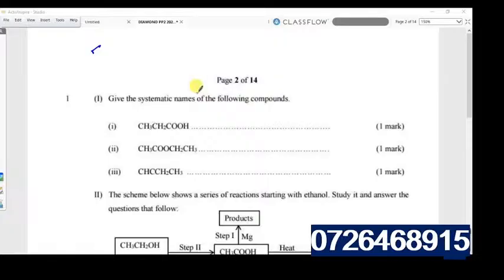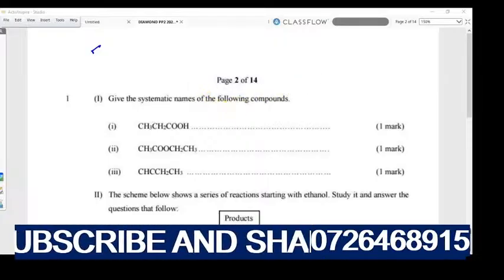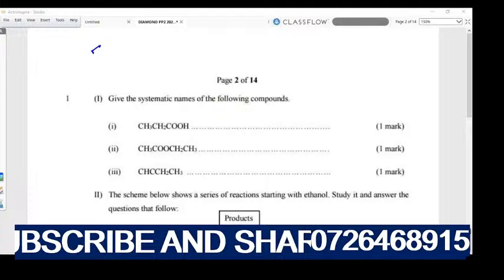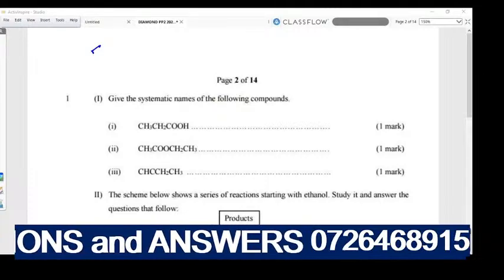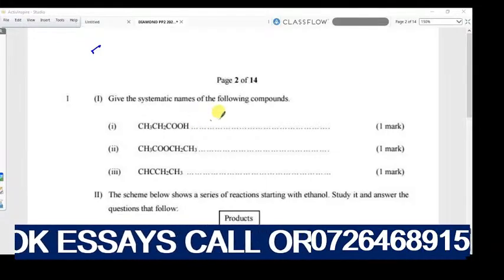Let us look at chemistry paper 2. The first question is from organic chemistry. Give the systematic names for the following compounds. You have been given the first compound here.